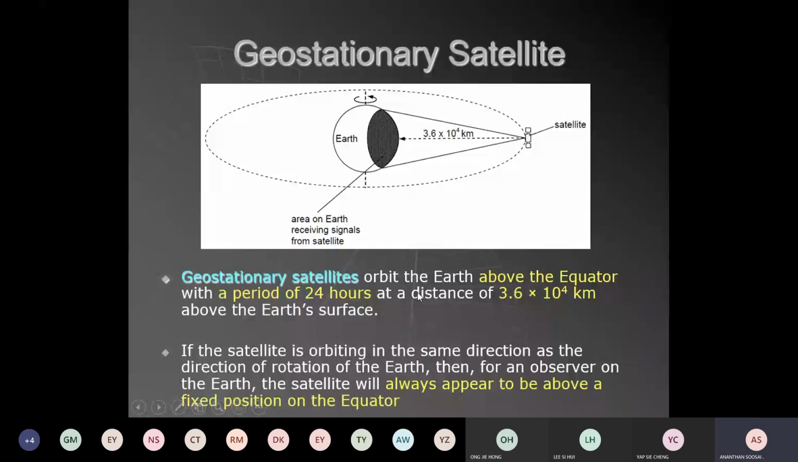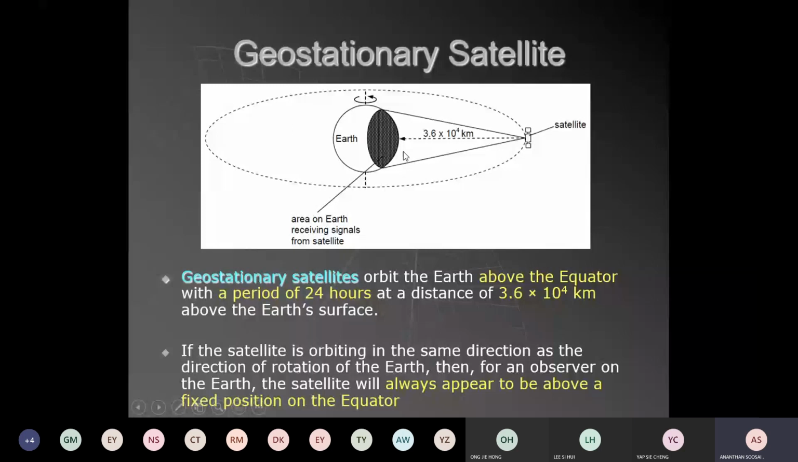If in the exam they ask what is meant by a geostationary satellite, or for three features, you have to say this. The geostationary satellite's orbit is always above the equator. It has a period of 24 hours, and it moves from west to east, in the direction of the Earth's rotation. If the satellite is orbiting in the same direction as the Earth rotates, then for an observer on the Earth, the satellite will always appear above a fixed position on the equator.